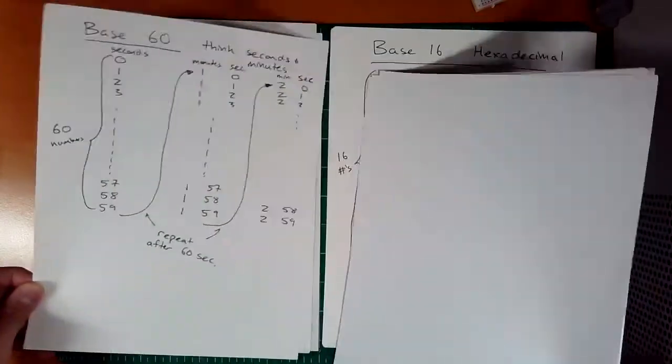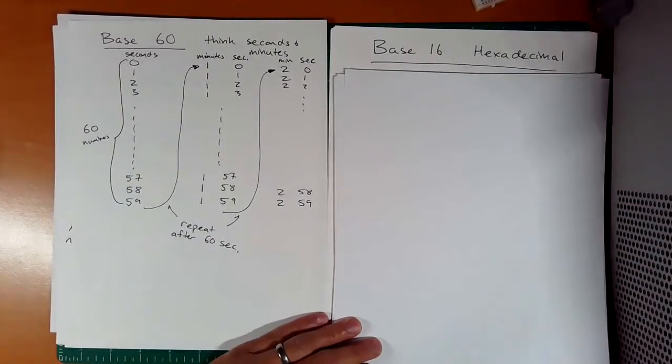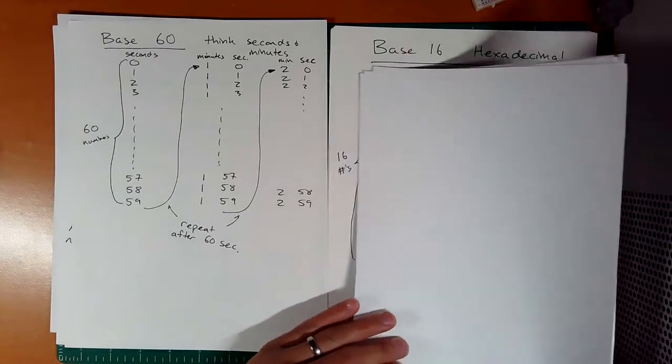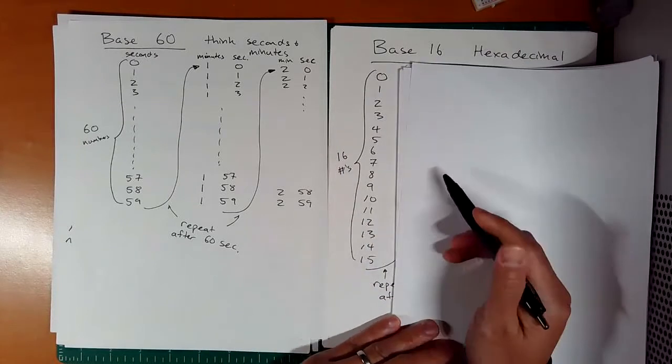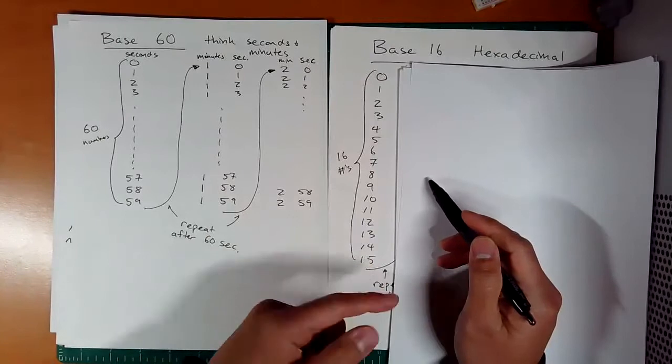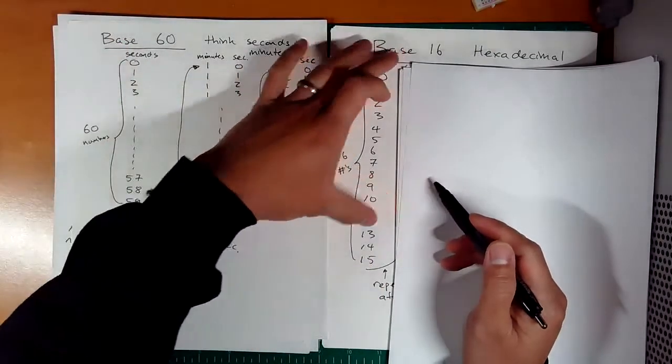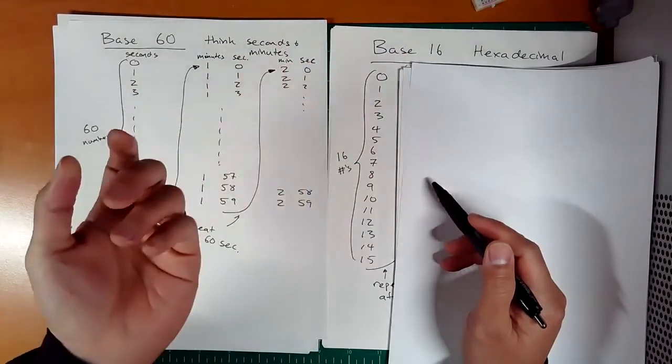Okay, what's next? Base 16, we talked about this in lab, but now I want to show exactly what it means. Okay, and so 16 numbers, so you have 0 through 15. I think you guys are seeing the pattern. Base 60, there's 60 numbers here. Base 16, there's 16 numbers until the pattern repeats.